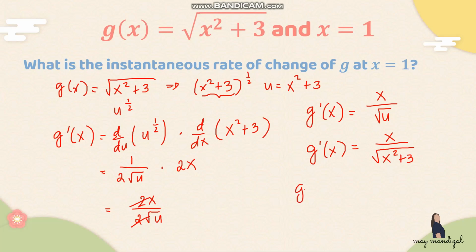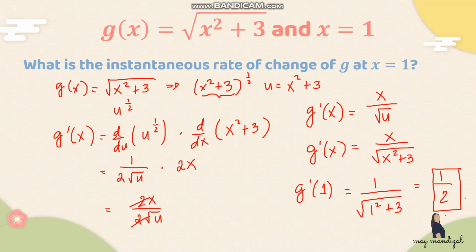So this will be g prime of 1 is equal to 1 over square root of 1 squared plus 3. So if you simplify this, you will get 1 over square root of 4, or 1/2. So this is now the rate of change of our function at x equals 1.